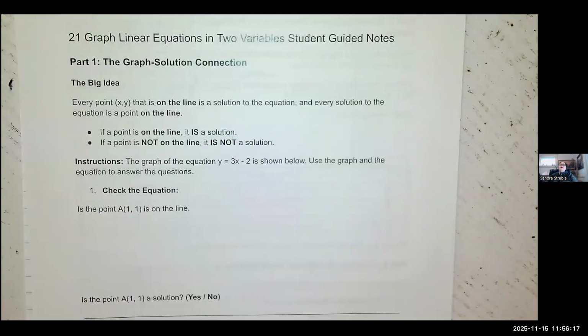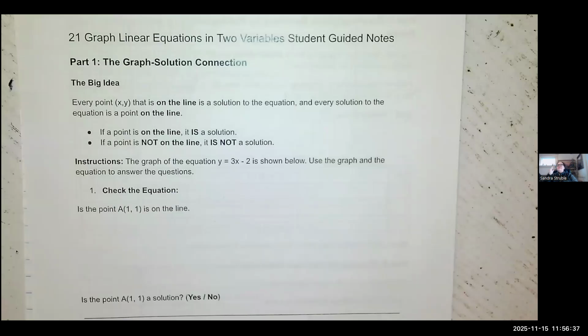Hey, y'all, let's cover number 21, graph linear equations in two variables, your student guided notes. Part one is the graph solution connection. So we've learned how to plot points. We've learned how to find points that are solutions to the linear equations.